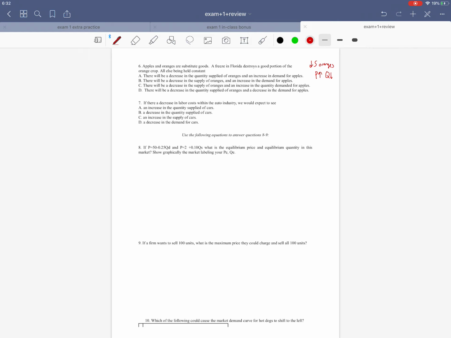So let's look at our scenarios. So a decrease in the supply of oranges. Now as oranges become more expensive due to the price going up, and if apples and oranges are substitutes, we're going to see an increase in demand for apples. Because anytime a substitute becomes more expensive, we're going to have an increase in demand for the good that we're in the market for. So for question 6 here, let's see if we can find the answer. There will be a decrease in the quantity supplied. Nope. So it's a decrease in the supply of oranges. There will be a decrease in the supply of oranges and an increase in demand. So B. B here is our answer.